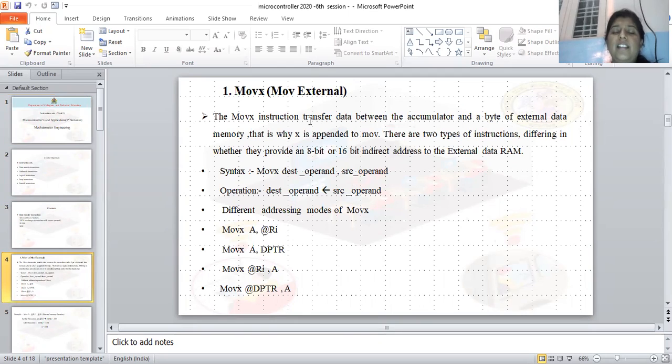This MOVX instruction is an example for different addressing modes of the 8051 microcontroller. Those are MOVX A, @Ri and MOVX A, @DPTR. The first one is an example for indirect addressing mode, the second one is an example for the register addressing mode. Obviously, the third and fourth ones are examples for register indirect addressing mode.